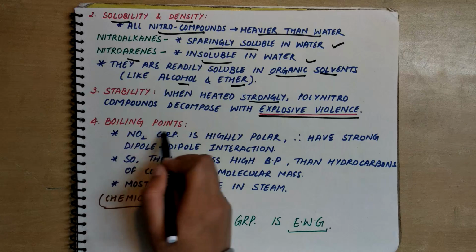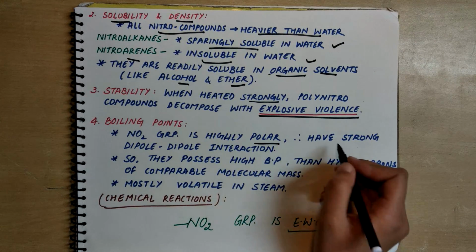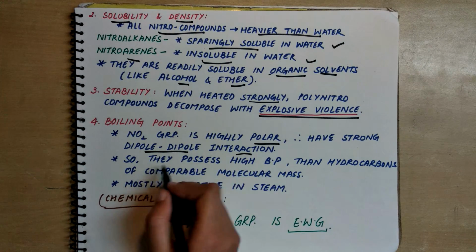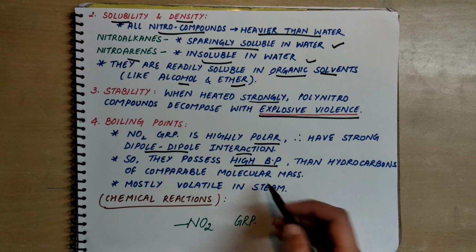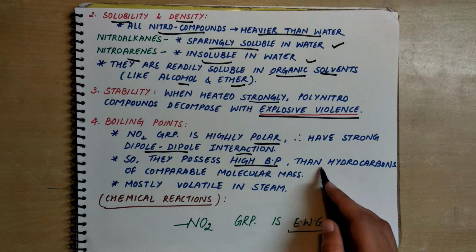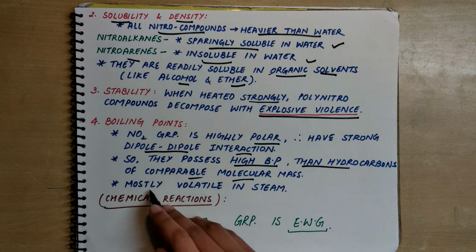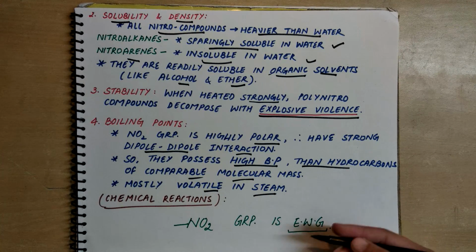Next is boiling points. The nitro group is highly polar, due to which they have strong dipole-dipole interaction. So they possess a high boiling point because it is difficult to break their bonds, so they have a higher boiling point than hydrocarbons of comparable molecular mass. And they are mostly volatile in steam. Then we have the chemical reactions.